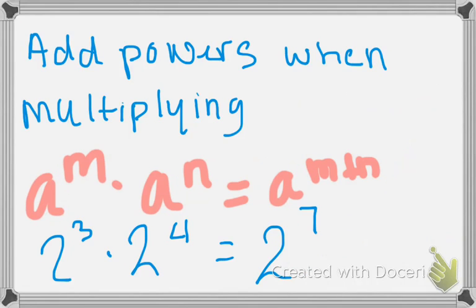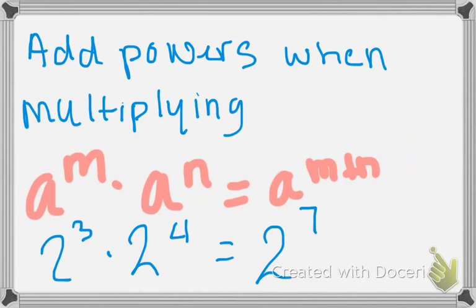Our next rule states to add powers when multiplying. So the first example is a to the power of m times a to the power of n. Because the variables are the same, you can carry it over. And because the powers are different, you'll just add them.